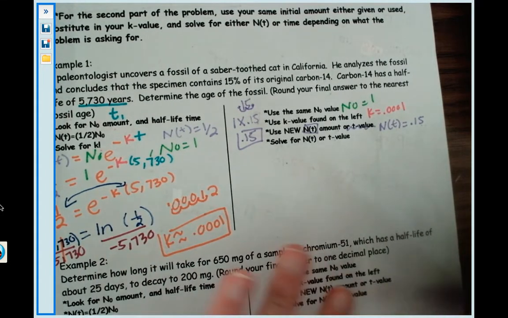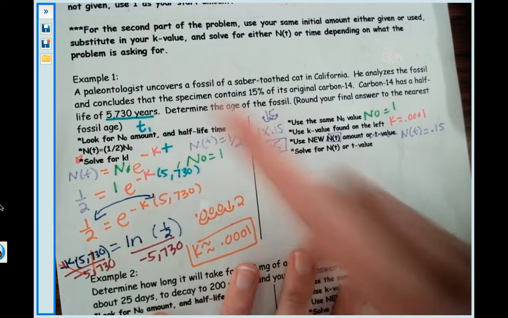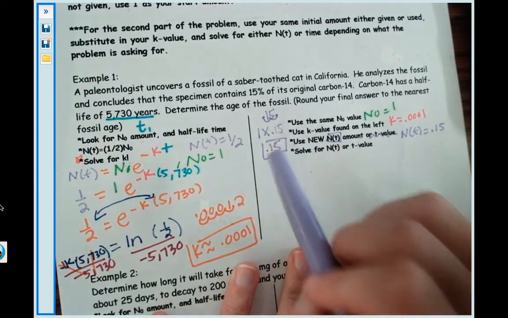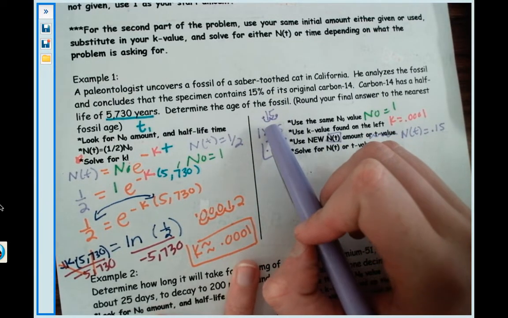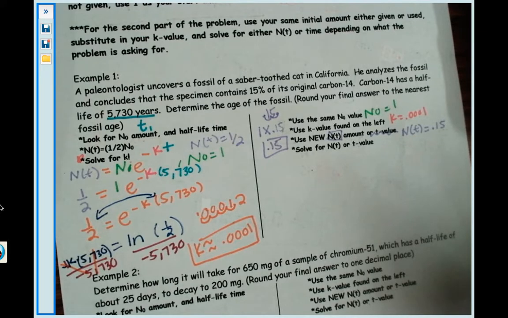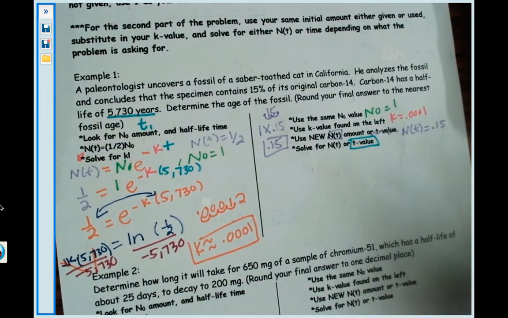Okay, and let's keep reading. It says carbon-14 has a half-life of 5,730. Now it says determine the age of the fossil. So I want to know how old the fossil is, or how many years it's kind of been hanging out. So we're trying to solve for a time, and we want to know how old this fossil is. So we're actually solving for the time in this case. So that's what we're solving for. Okay, who's ready to set this bad boy up?